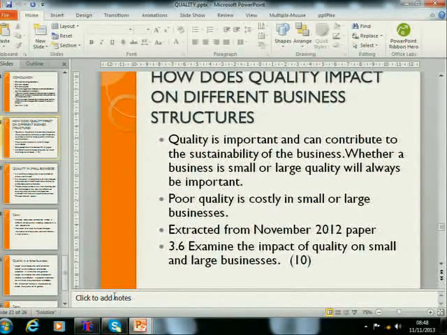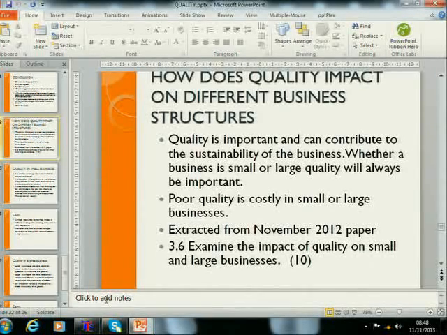Now, remember that we said, when talking about quality, you've got to know quality of performance within the functions. You also have to know how quality impacts on different business structures. In other words, how does quality impact on the small business? How does quality impact on the large business? Quality is important.